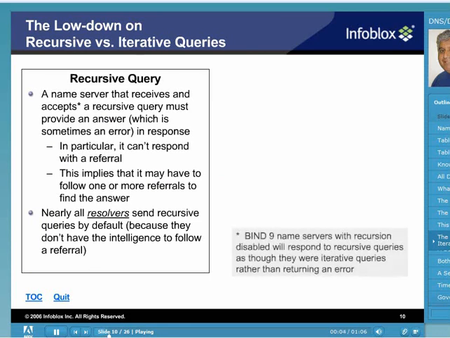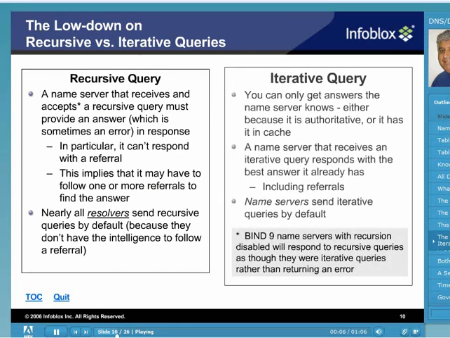Queries come in two flavors, recursive and iterative. Recursive queries place most of the burden of resolution on a single name server. Recursion means that the name server will repeat the same process, asking a remote name server the same question until it receives the answer it needs.